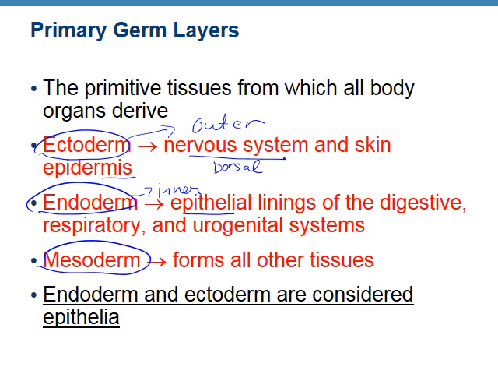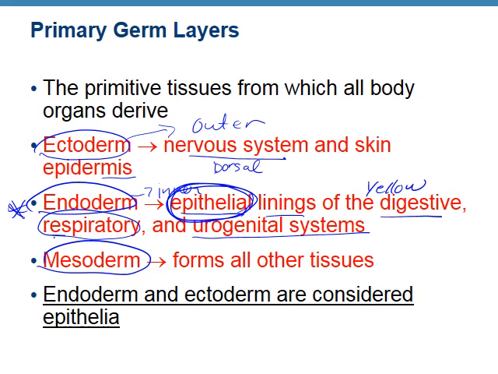So these cells are going to become the epithelial linings of the digestive tract, which we showed you. That was the yellow lining from the yolk sac invaginating into the growing embryo. It's also going to form your respiratory pathway and your urogenital system. So think of anything that has epithelial linings, right? Any tube system, any internal structure that has epithelial linings, was created from endoderm. And then mesoderm is that catch-all. It's everything else. So usually endoderm and ectoderm are considered epithelium. Remember, skin has epithelium, right?